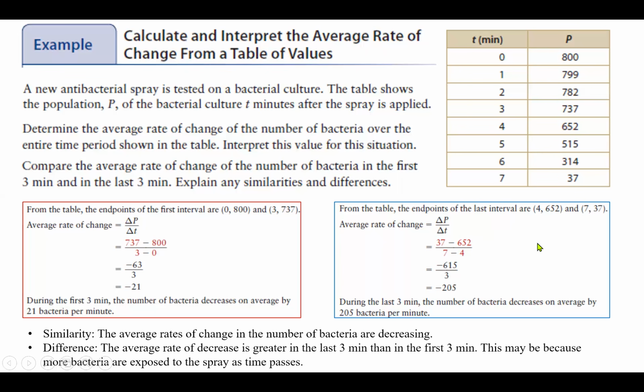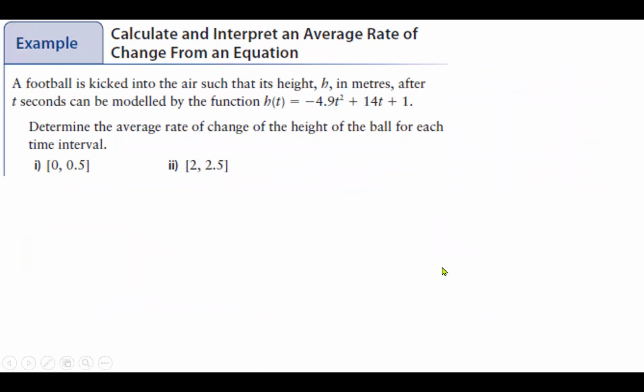If no questions, okay, let's have a look at another example, and then we can take a short break. Okay, next example.